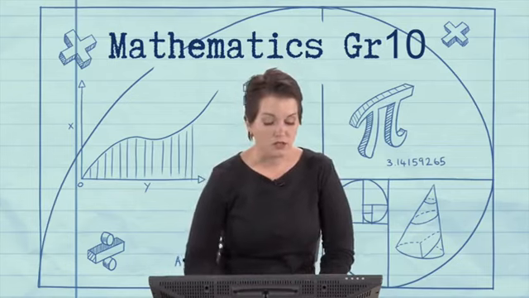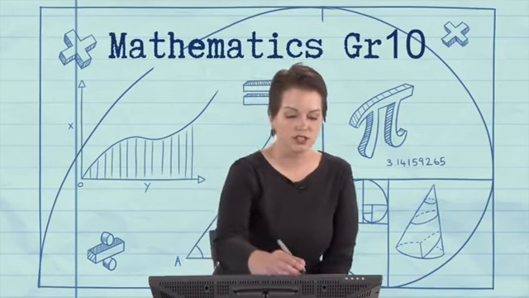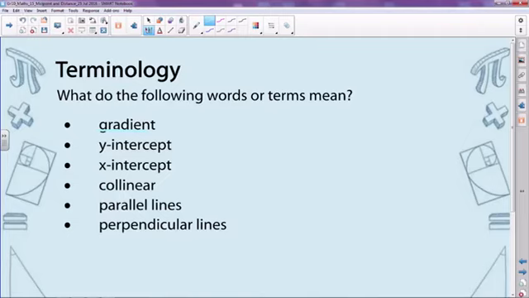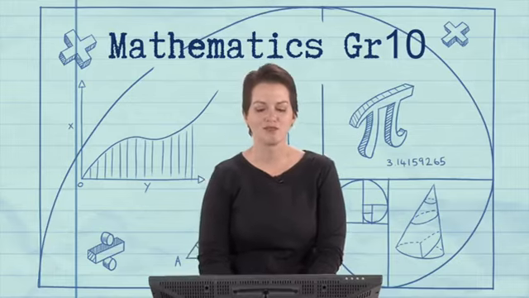I would like to give you 2 minutes to go through each one of these words and just write down what they mean. So write down what gradient is. Let's put it in pink. Write down what the y-intercept is, x-intercept, what collinear, parallel lines, and perpendicular lines. You have 2 minutes starting now.